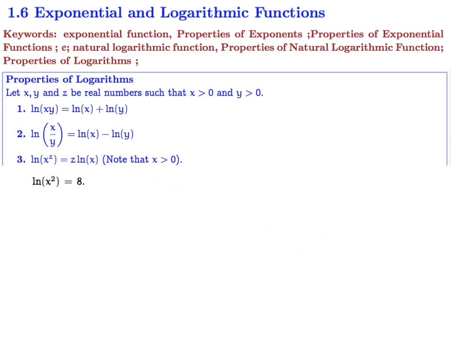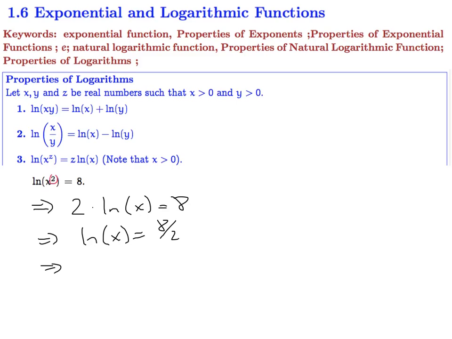So I'm going to show you exactly what I did the first time I tried to solve this problem. I said, well, this looks like a great candidate for property 3. We have an exponent up there. So I can rewrite this whole equation as 2 times the natural log of x is equal to 8. Divide both sides by 2.